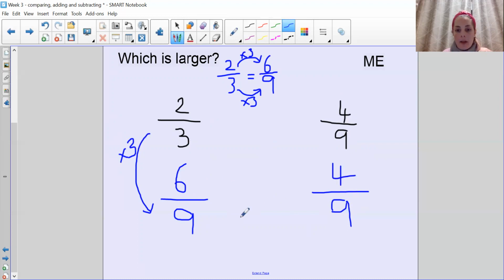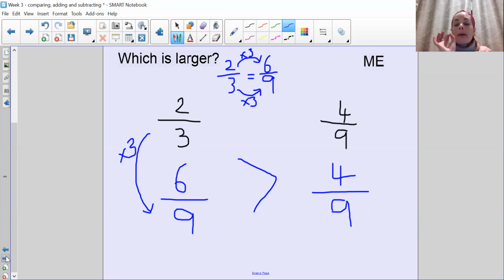Okay. And now that my bottom numbers are the same, I can look at my top numbers. And which one is larger? Is 6 bigger or is 4 bigger? And you're going to tell me 6 is greater than 4. And so therefore 2/3 is greater than 4/9.